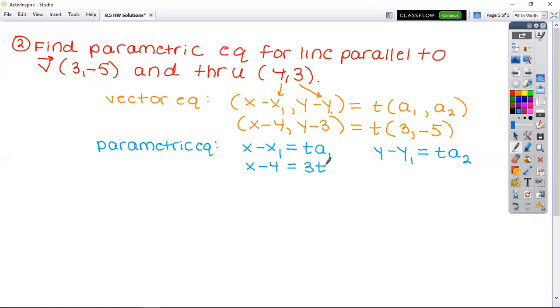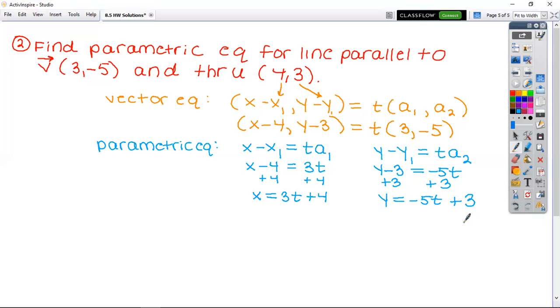And then when you solve for these, you're looking to get x by itself. So I would do +4 +4 and done. So x is equal to 3t plus 4. Over here, I'm going to go y minus 3 is equivalent to -5 times t. +3 +3, and you're good. So y is equal to -5t plus 3.